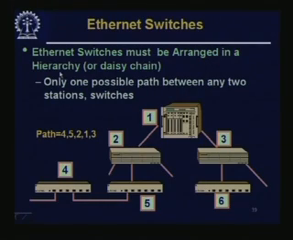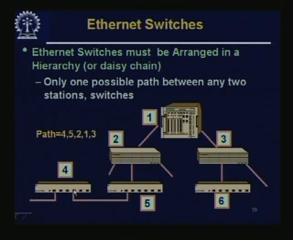So, hundreds of machines can be connected to the same switch. Similarly, a number of such switches can connect to each other. So, Ethernet switches must be arranged in a hierarchy or daisy chain. Only one possible path between any two stations. So, suppose from 4 to 3 there is only a single path, alright. That is how it is.